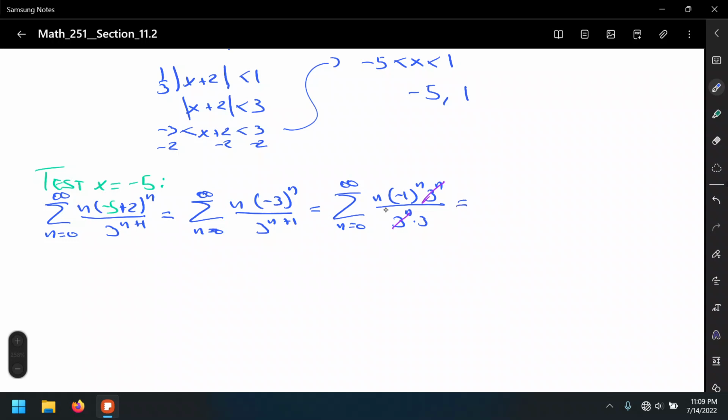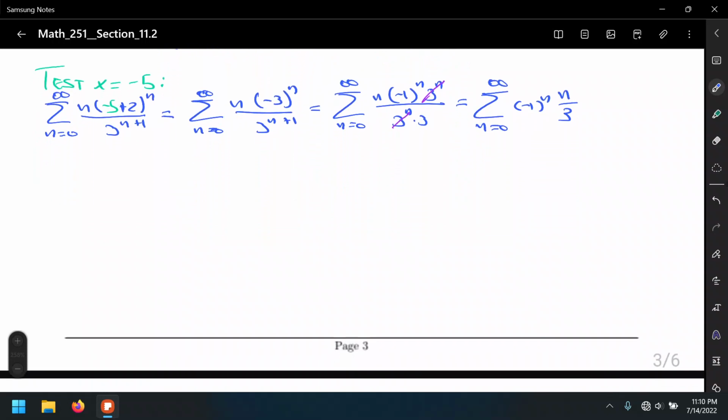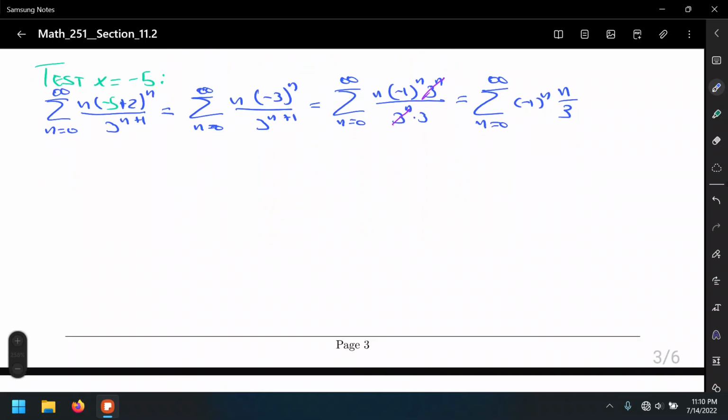And we're going to end up with a new series. In fact, you will see this: negative 1 to the n times n over 3, n goes from 0 to infinity. All right, so this is the new series that we need to check whether it converges or diverges. And here is where we're going to use all the tools that we learned in the previous chapter. Look at this negative 1 to the n. So for sure, we can use the alternating series test.